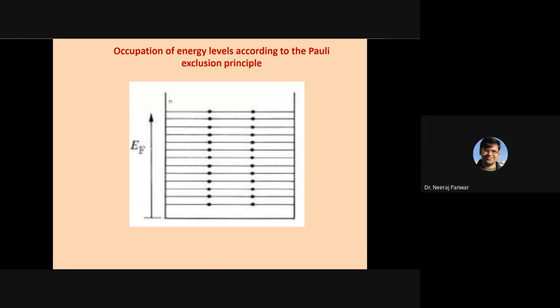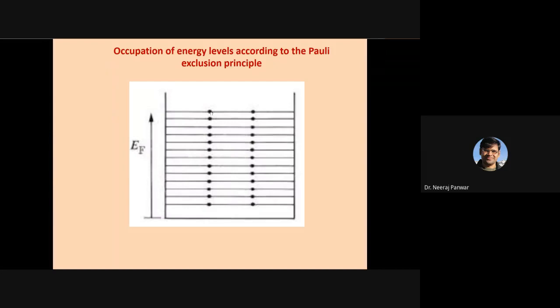And this is the picture. Last time I could not show it, but now I am showing it. So at T equal to 0 Kelvin, all the states up to the Fermi energy are occupied. The highest filled level will represent the Fermi energy. These are filled as per the Pauli exclusion principle. Each state can have 2 electrons of opposite spins.